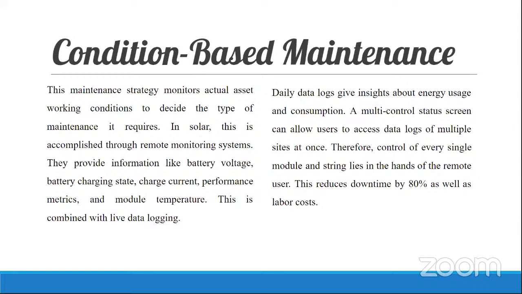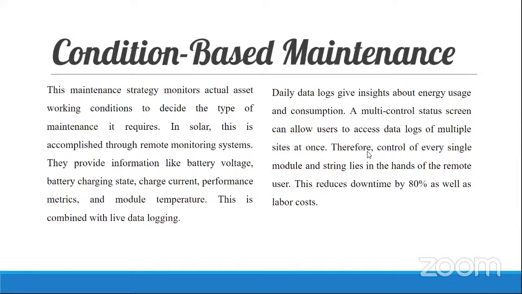In this maintenance, information is provided for the battery: what the battery voltage is, what the battery charging state is, how much the battery is charged if it's an off-grid system, what the charge current is, what the performance ratio of the plant is, and the module temperature. Now, module temperature is a very important parameter. Like any electronic system, solar panels work in the optimum state at an optimal temperature of 30 to 35 degrees Celsius. An increase or decrease in temperature can lead to a decrease in the overall generation of the whole solar panel.